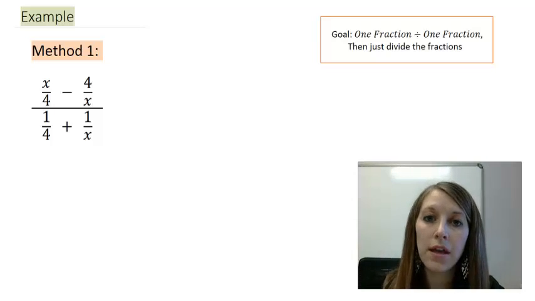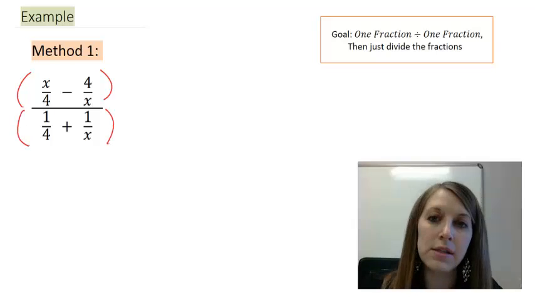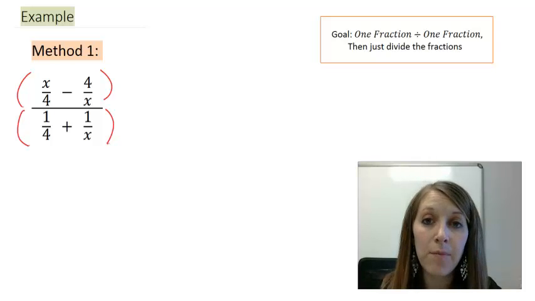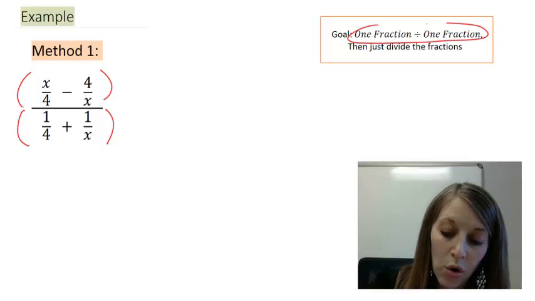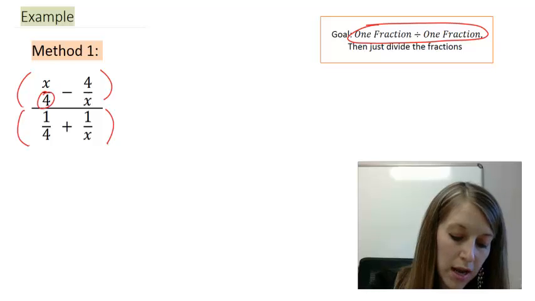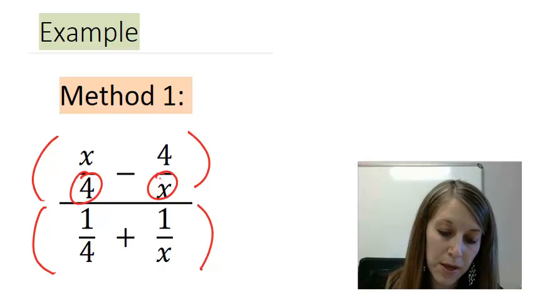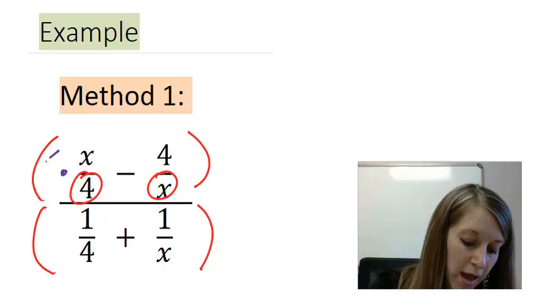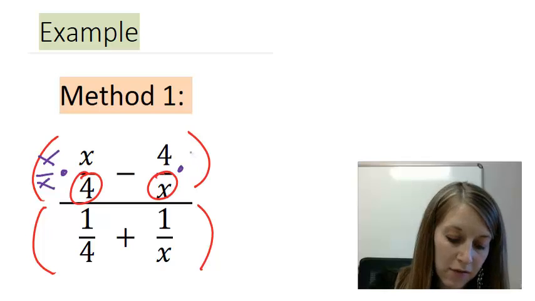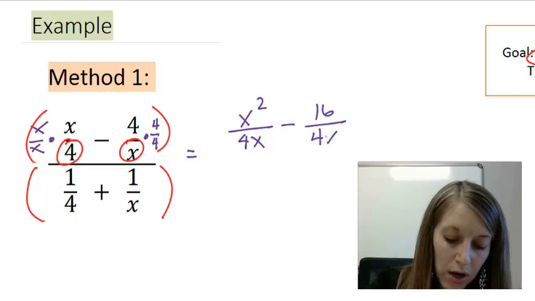So, in method 1, the key point to this problem that we need to remember is that there are hidden parentheses around the numerator and hidden parentheses around the denominator. We cannot flip and multiply yet until we've reached our goal of one fraction over one fraction. So, in the numerator, if I look at those denominators of 4 and x, I note that my least common denominator is going to be 4x, where I just multiply by missing pieces. So I'm going to multiply my first fraction by x over x, and I'm going to multiply my second fraction by 4 over 4. That gives me x squared over 4x minus 16 over 4x.